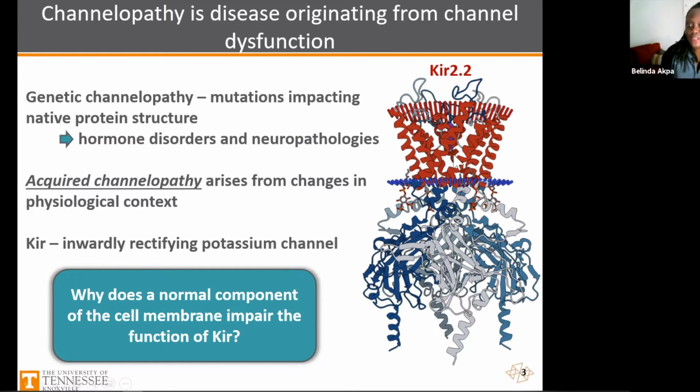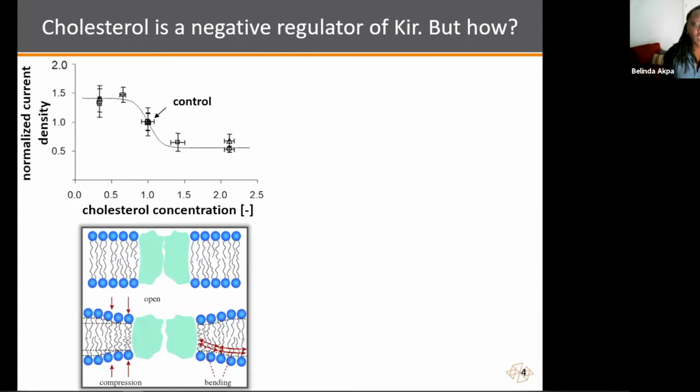So what is it about this change in the level of a normal component of the membrane that actually alters the function of the channel? If we could understand that, we would have a better appreciation of how disease associated with this condition arises. And of course, we ideally would love to be able to intervene with some kind of appropriate therapeutic. So how does cholesterol actually impact the function of this channel?